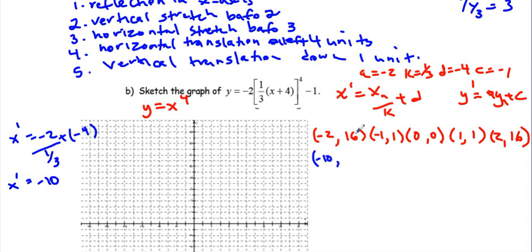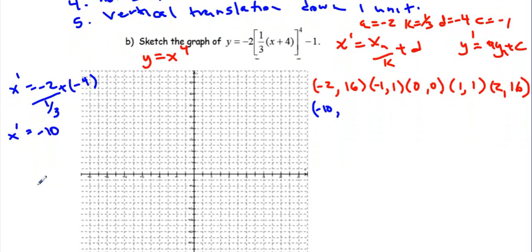I'm going to do the same thing for 16, but now I'm using the formula for y primed. So I'm going to say y primed equals a, which is -2, times my y, which is 16, and then plus my c, which is -1. And when we sort that out, we get -33. Okay, so -10, -33. Now we're just going to keep going.